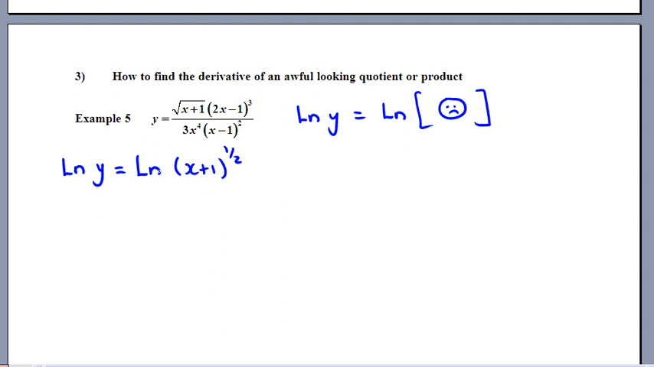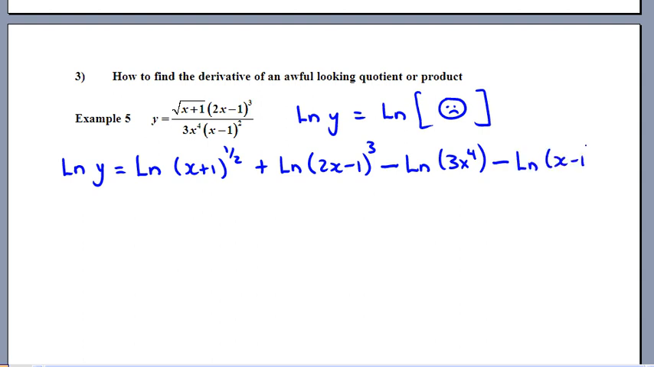Maybe I'll do that on the next line. And then plus the ln of 2x minus 1 cubed, right? So multiplication turns into addition. Division turns into subtraction. So the ln of 3x to the fourth, and also dividing by the ln of x minus 1 squared. Okay, more Math 12. Not really doing any calculus yet. This half could come down.